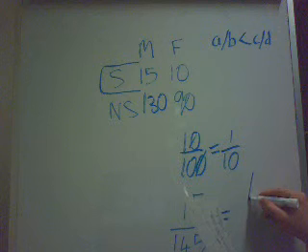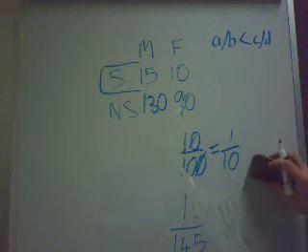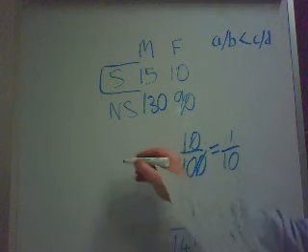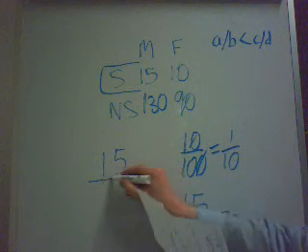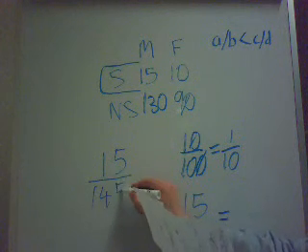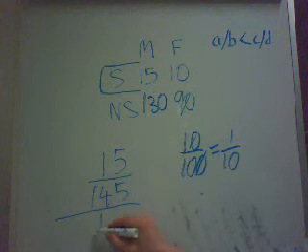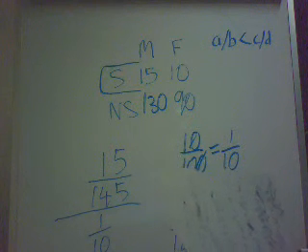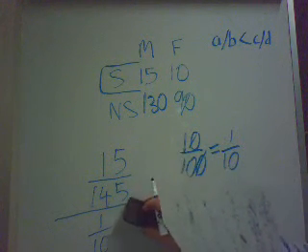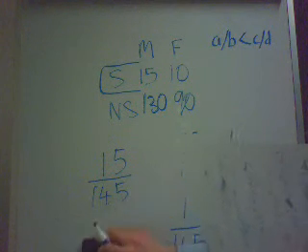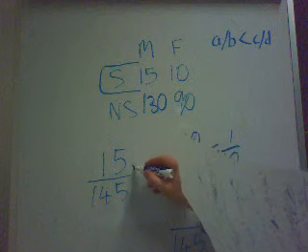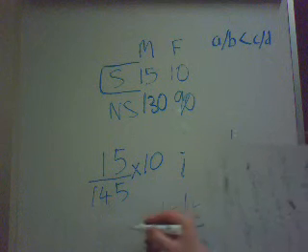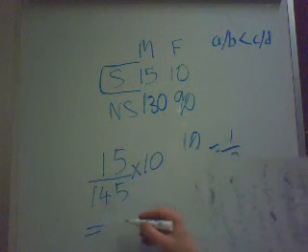So probably the easiest way to look at the ratio of the two is to take 15/145 and divide that by the other, 1/10. Now, if we divide by a fraction, it's the same as multiplying by the inverse of the fraction. So we divide by 1/10, that's the same as multiplying by 10/1. And 10/1 is just 10, so we just write it as 10. 15 times 10 is 150.